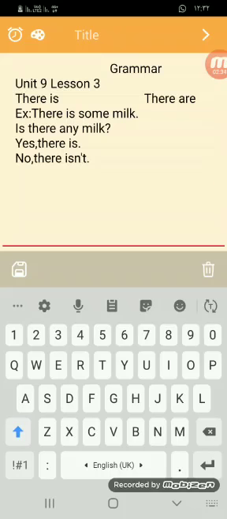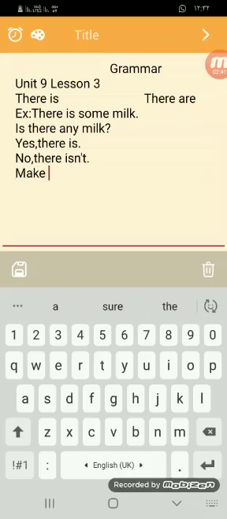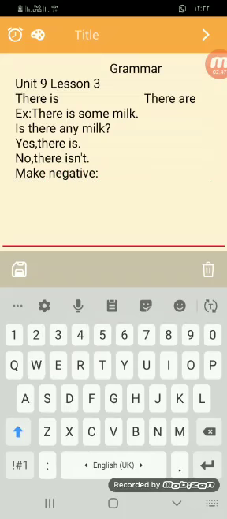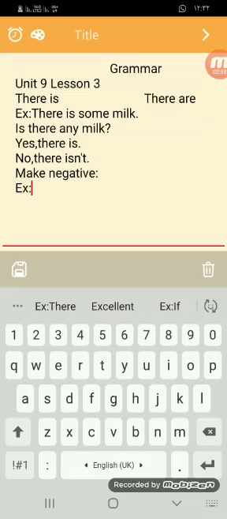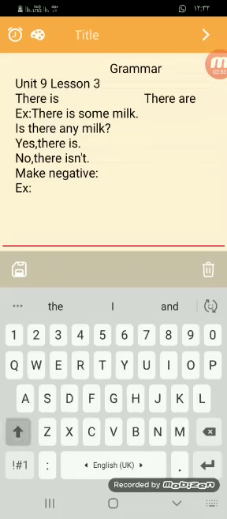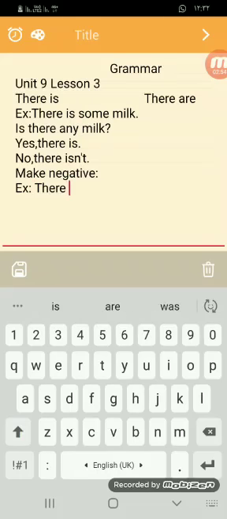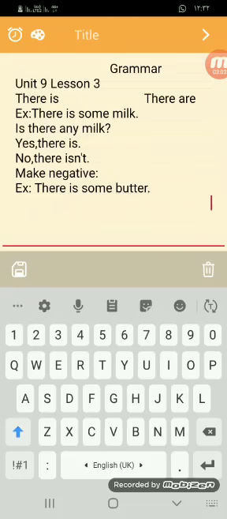Now, how can you make the sentence negative? Who can tell me how can you make negative? For example, when I say there's some butter, for example. Okay? If you want to make this sentence negative, look at this.